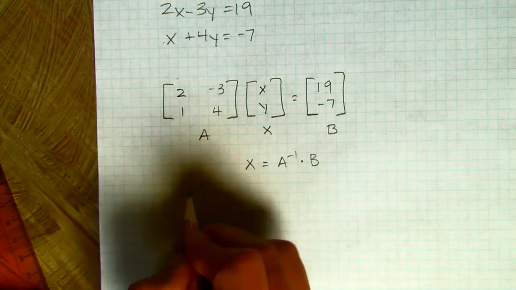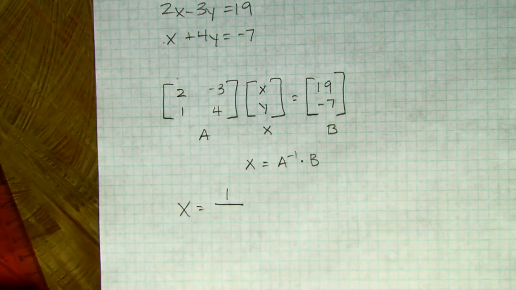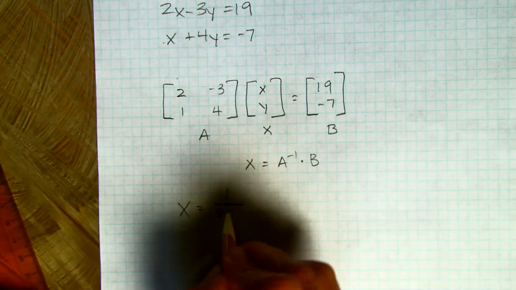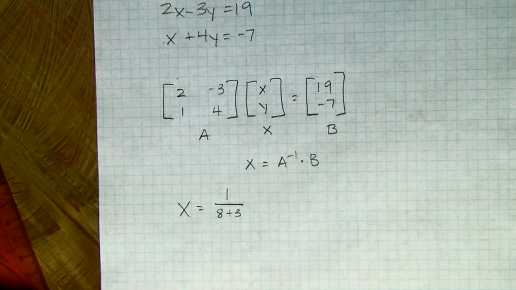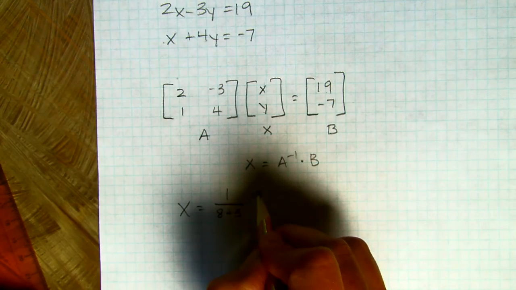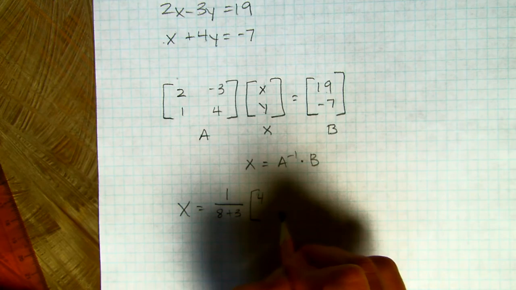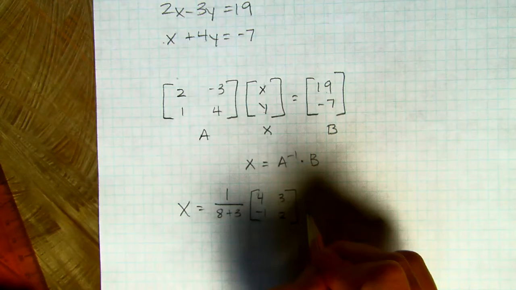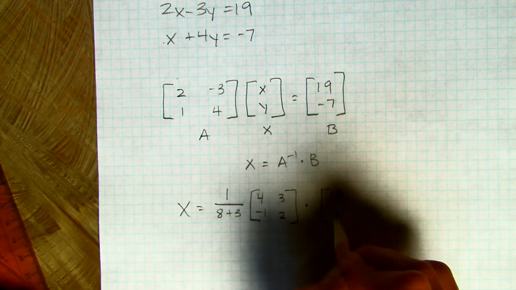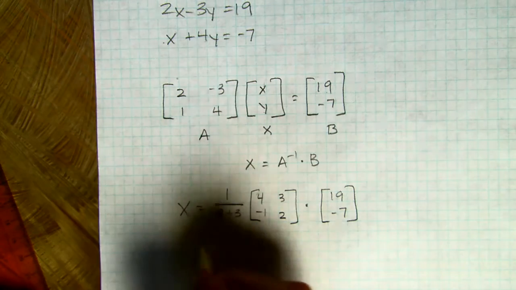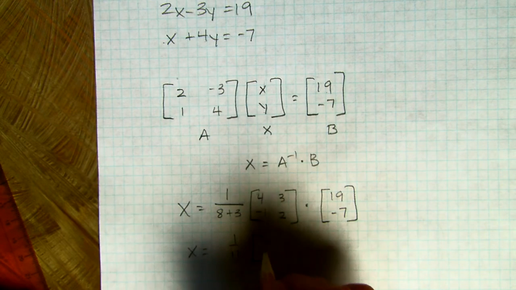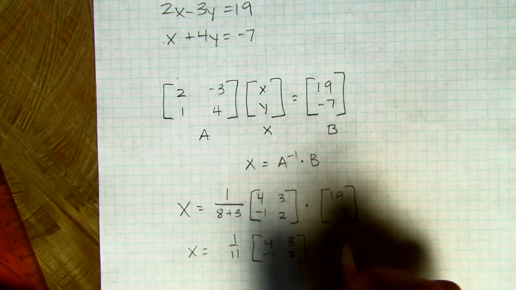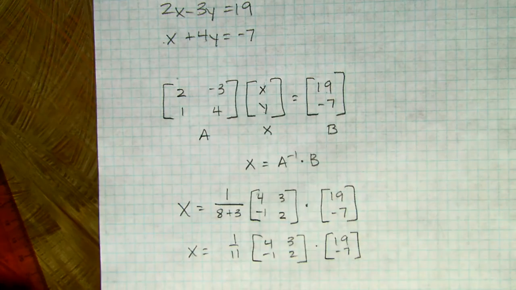Well, the inverse, so x equals the inverse of A is 1 over the determinant, which is 2 times 4, minus negative 3 times 1, so that would be plus 3. And then multiply that by the switcheroo matrix, 4, 2, negative these guys. And then again, I have to multiply now by matrix B, which in this case is just 19, negative 7. So this becomes 1 over 11 times 4, negative 1, 3, 2, times 19, negative 7.